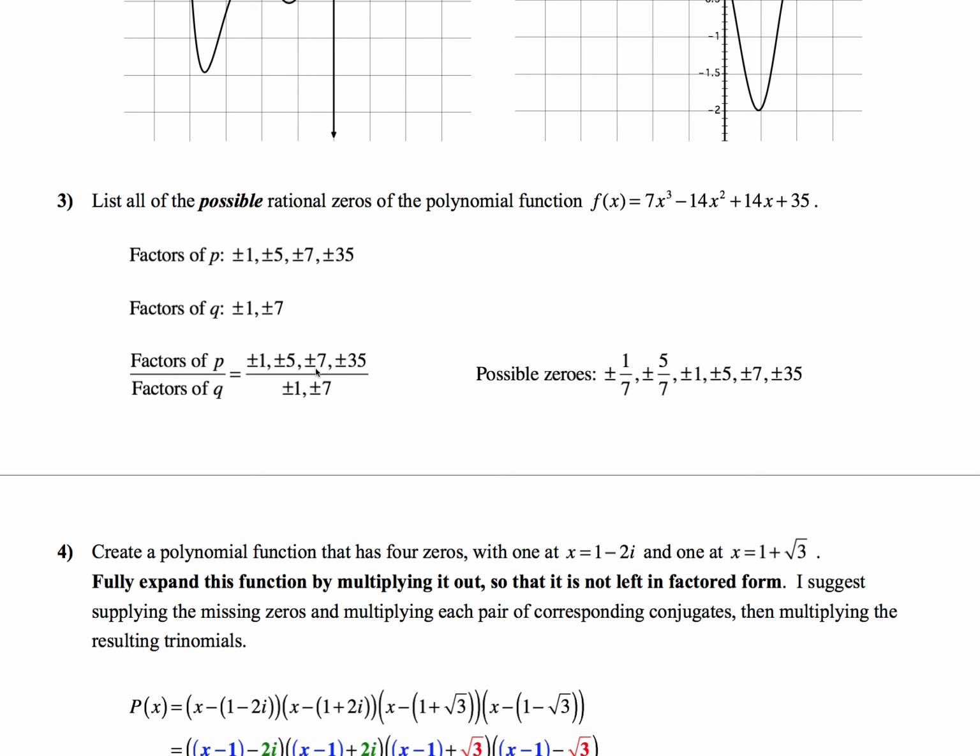Then we move on to the 7. 7 over 1 is 7, so plus or minus 7 is here. But 7 over 7 is 1. Well, we've already got 1, so we don't need to repeat it. So now we move on to the 35. 35 over 1 is 35. Again, we have the plus or minus. And 35 over 7 is 5. Well, we've already got the 5, so we're done. We just have to put the plus or minus for all of these.